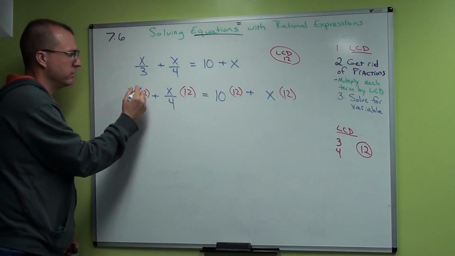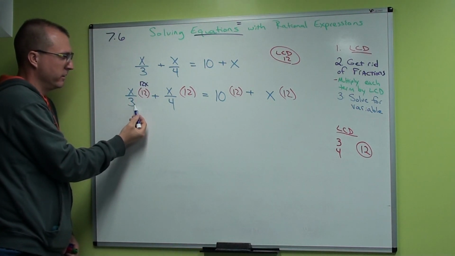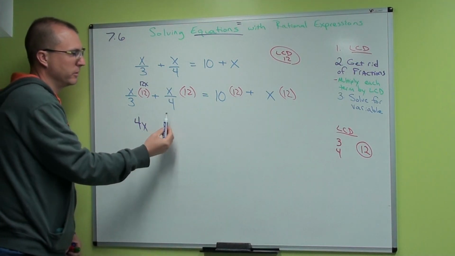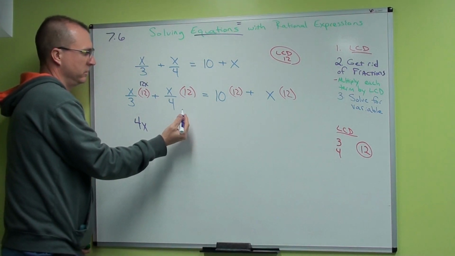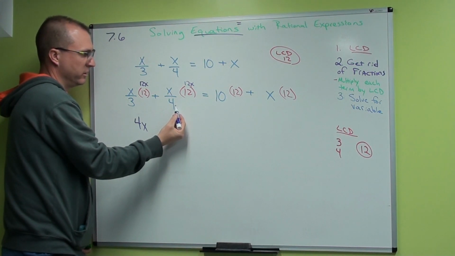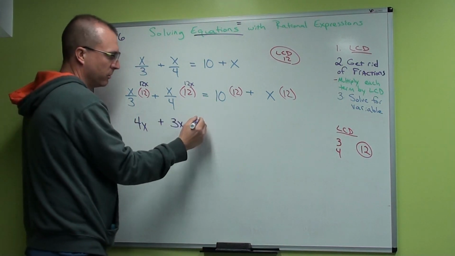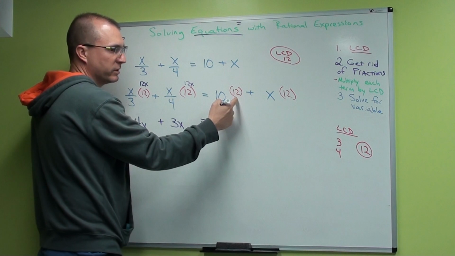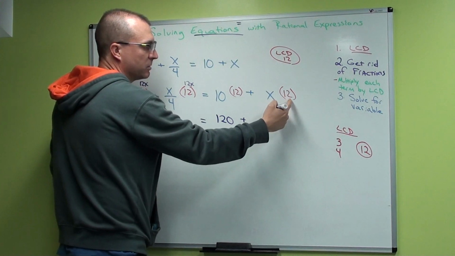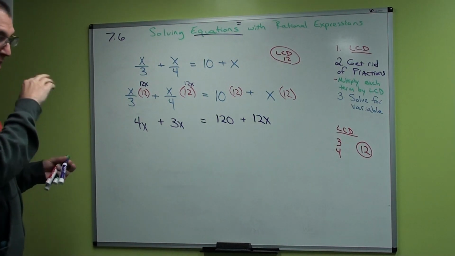x times 12 is 12x divided by 3. This will give you 4x. Next one. x times 12 is 12x. 12x divided by 4 is 3x. Don't forget your sign. Equals 10 times 12 is 120 plus x times 12 is 12x. Alright. Not that bad, not that bad.